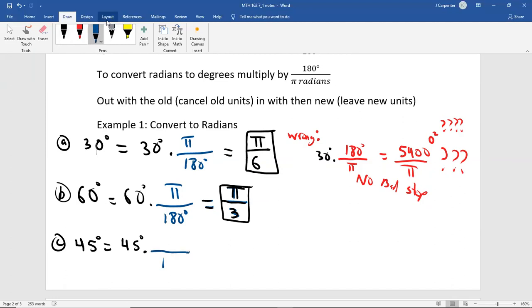So we're in degrees, so we know degrees goes in the bottom to cancel. We know the pi goes in the top to fix everything. 45 will go into 180 4 times, so that's a 4 in the denominator. The degrees would cancel each other out, and the pi is still in the top.